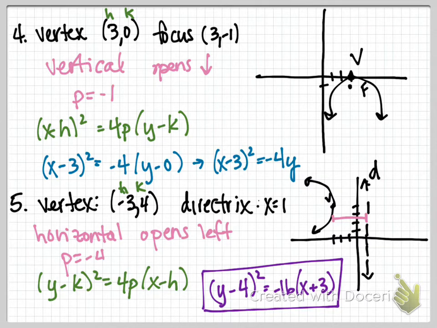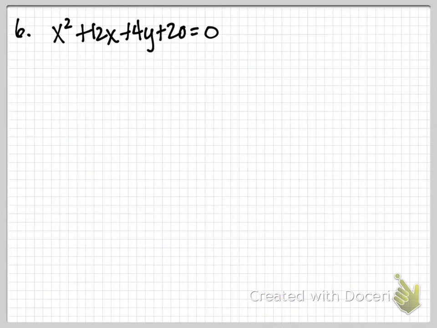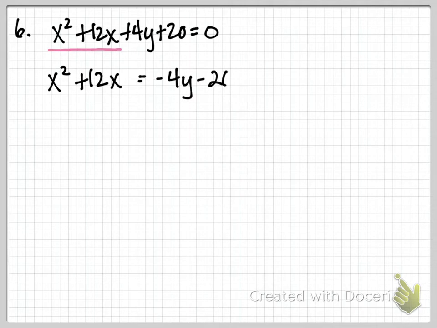number 6. So here we are going to do completing the square to put the parabola in standard form. So for parabolas only, you look at the variable that's squared, which is going to be your x's. The x's stay on the left and everything else will move over to the right. So this is x squared plus 12x equals negative 4y minus 20. Now do completing the square.